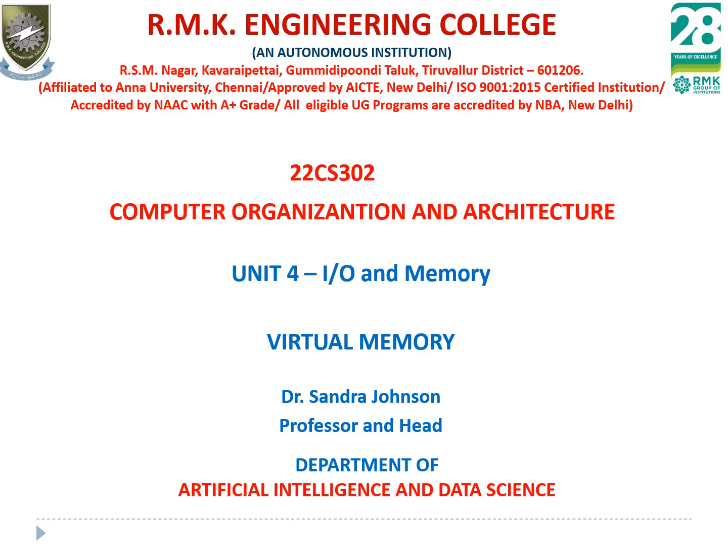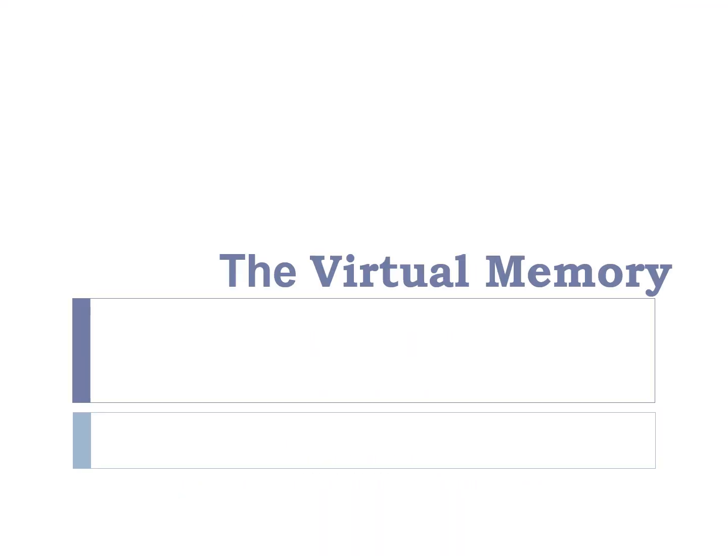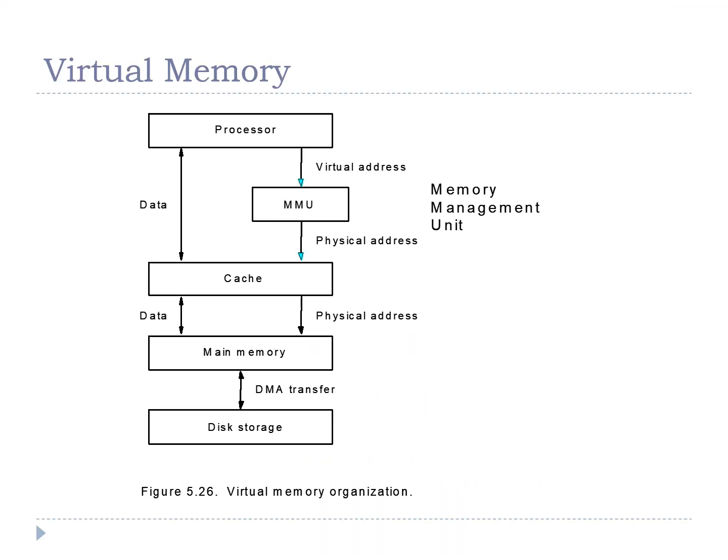Hello everyone, in this session we will discuss virtual memory, which is part of Unit 4 IO and memory. From the name virtual memory, you will know that it is not physically available. So we have the processor, then the cache memory, then the main memory, and then the disk storage. Within the cache memory and the processor, you have an effect as if the entire memory is available to the processor.